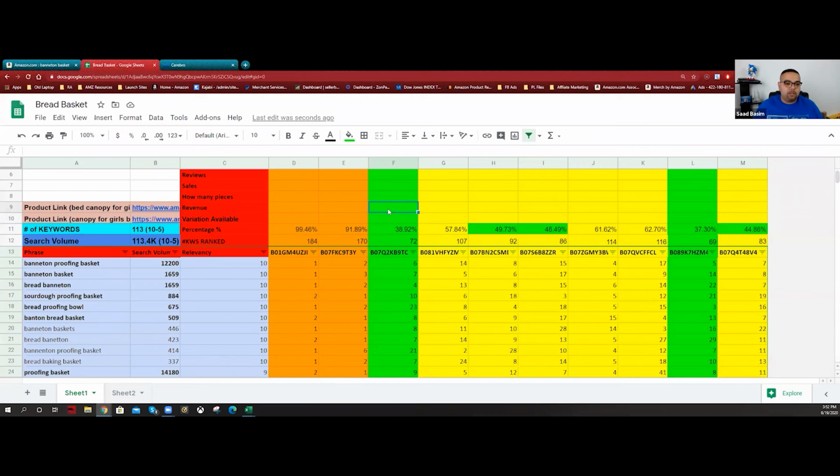Then you want to know the revenue. You want to know how many pieces. Maybe you get a product that is a bundle with 6 pieces, 12 pieces, 8 pieces, or it has specific differentiation.